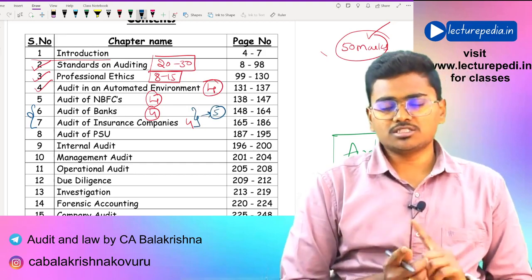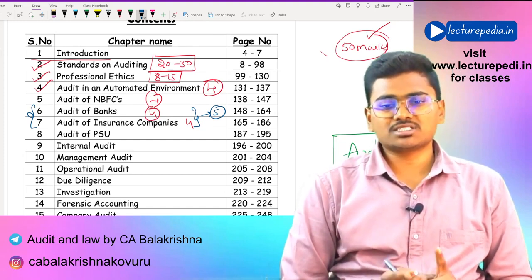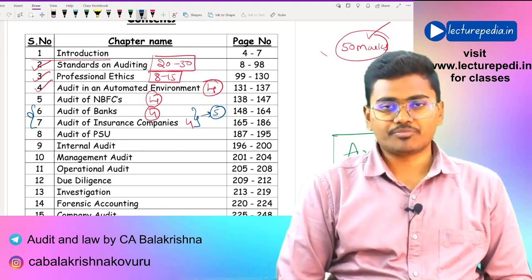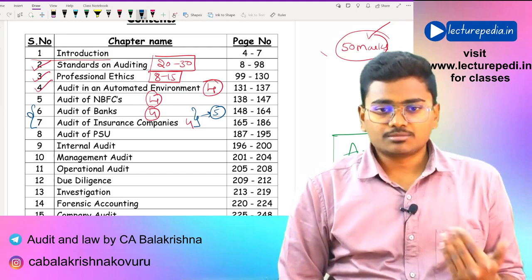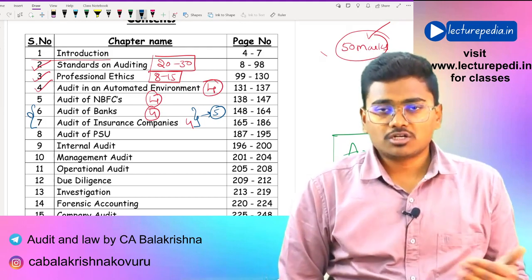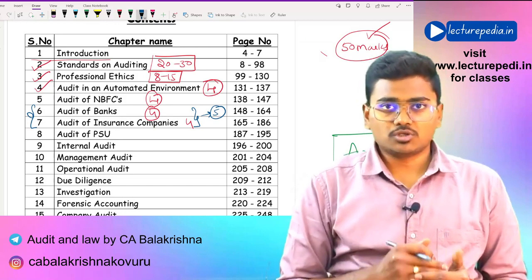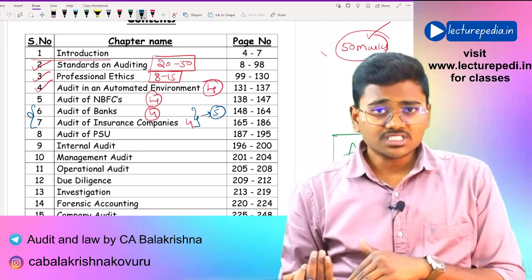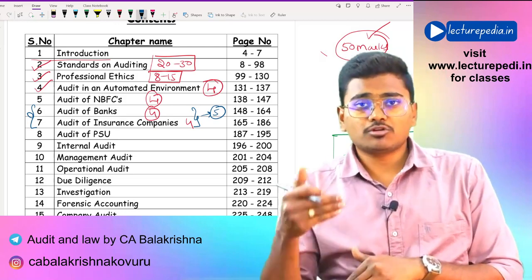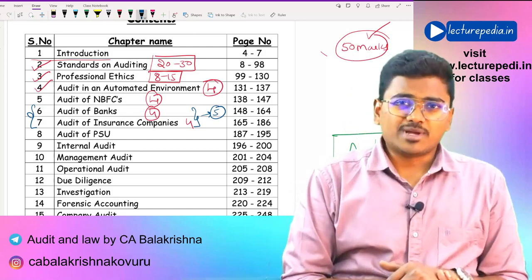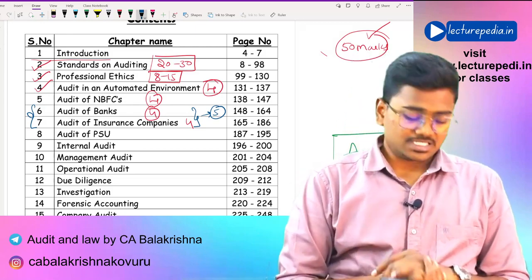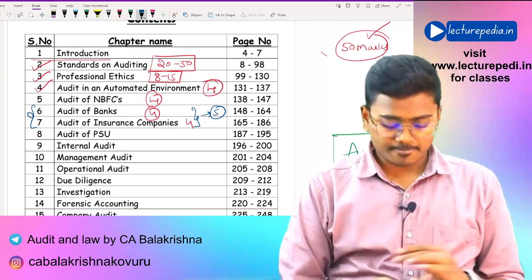The institute will ask questions from these two chapters alternatively. If in a particular attempt it asks from audit of banks, there will not be any question from insurance companies in that attempt. In the next attempt, if there is a question from insurance companies, there will not be any question from audit of banks. So alternatively, the institute will be asking questions from these two chapters.